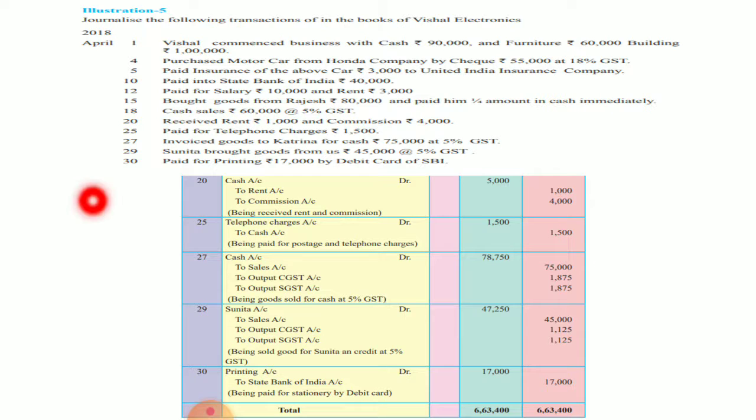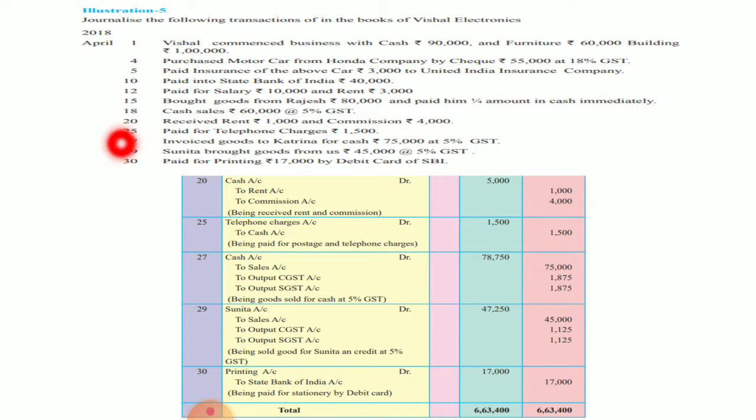Next, it is April 20, received rent of rupees 1,000 and commission 4,000. So when you receive rent, commission, it becomes income. So what do we do with income? Credit all incomes and gains. And cash is coming inside the business, so debit what comes inside. So April 20 cash account debit 5,000, that is, rent how much is it? 1,000, and our commission how much is it? 4,000. So 4,000 plus 1,000 is 5,000. Being received rent and commission.